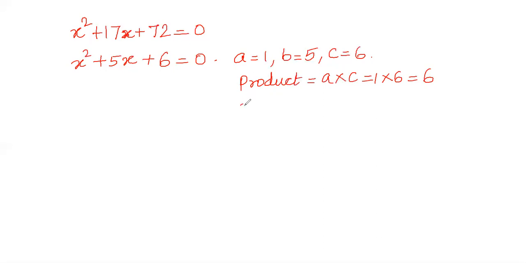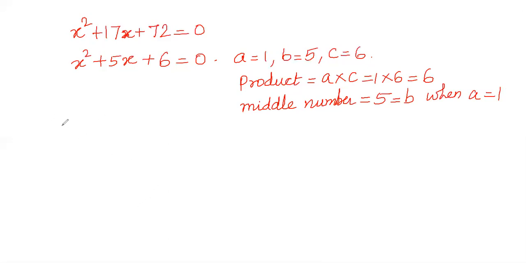The middle number is 5 in the equation. The middle number is equal to b, which is 5. Don't take 5x, it's only the coefficient of x. You have to take the middle number only when a is 1.